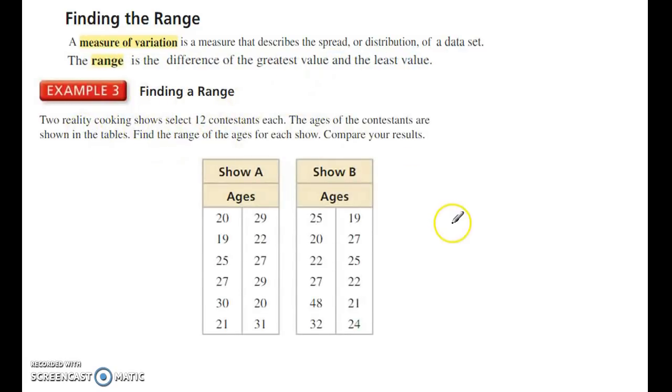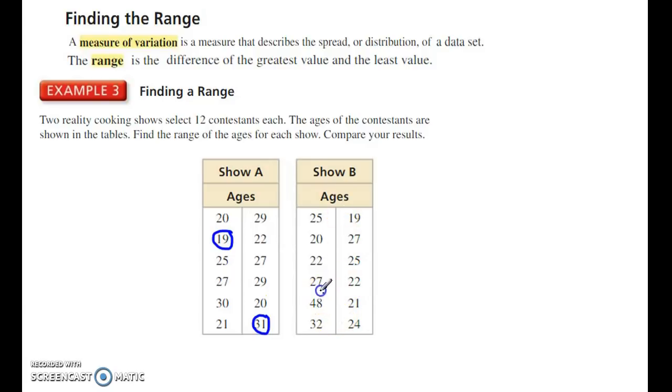Finding the range here, we've got 2 cooking shows with 12 contestants each. Here are the ages of the contestants. We want to find the range and then compare the results. Okay, so range, remember, is greatest value minus least. So we'd find the greatest value here. We got 31, and the youngest there is 19. So we can subtract those two to find the range.